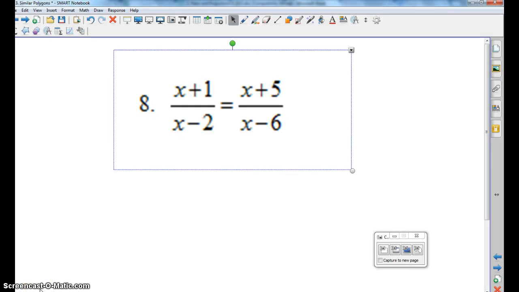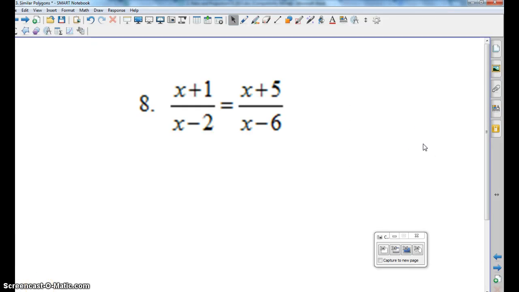Right, so step 1, what do we do? Cross multiply. And throw markers in the air. So, we're going to FOIL. Make sure you FOIL. I'm not going to show my work. I'm just going to FOIL. I'm just going to do it right away.